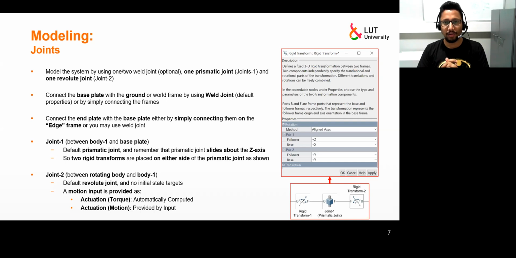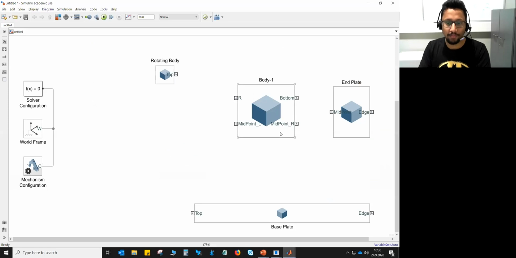One joint will connect body 1 with the base plate. For that we will use a prismatic joint, or a translational joint. And then the other joint will be the joint that connects the rotating body with body 1. So we can use a revolute joint for the moment. So we already know the requirement for our 2 joints. So let's go back to our model.